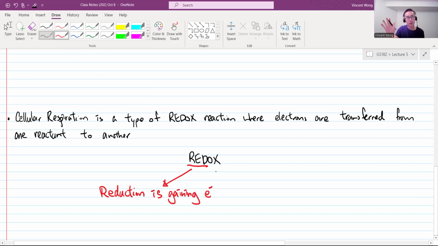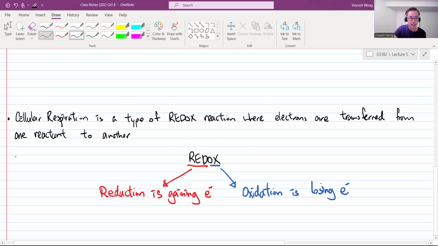We're going to be writing electrons many times throughout the notes, so I'm just going to be a little bit lazy and put e with a negative, because electrons are negatively charged. But that means electron. So reduction is gaining electrons. That's what the red stands for. The ox stands for oxidation. So oxidation is losing electrons.